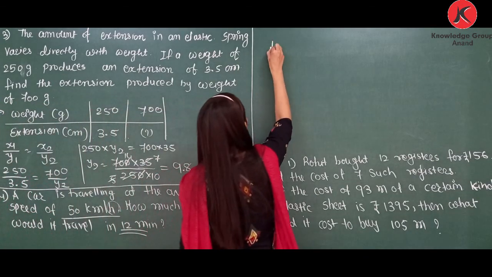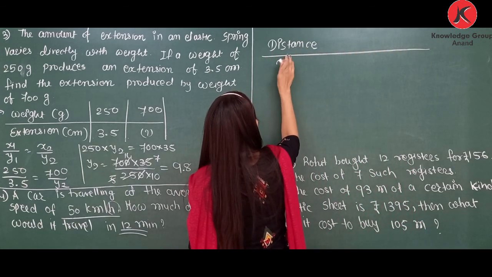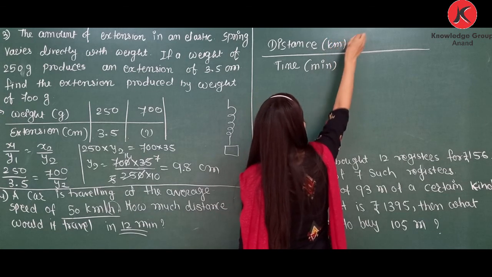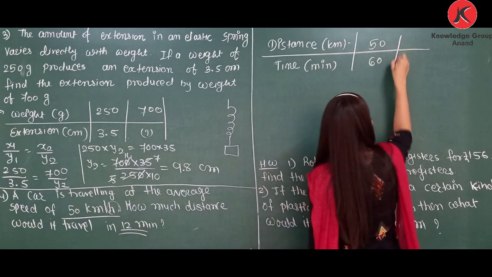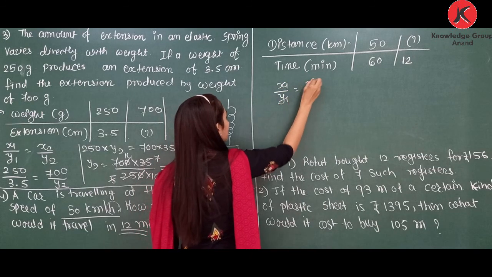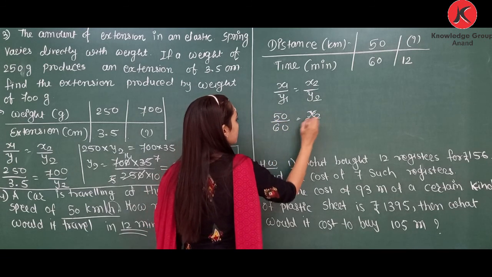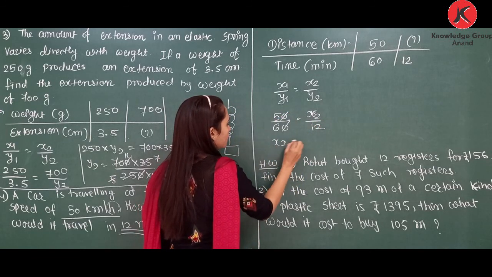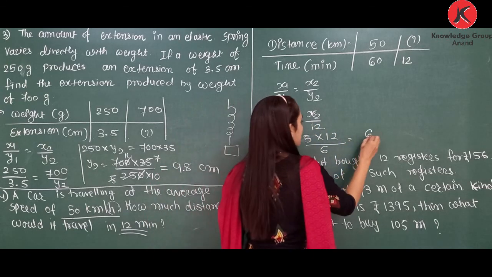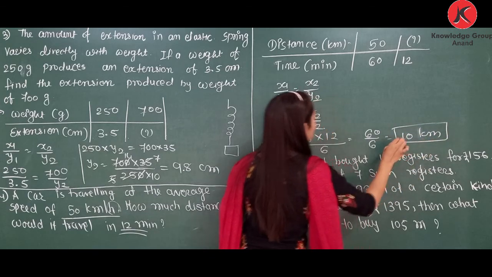So it is again in direct proportion. So we can write distance and time in minutes, and distance will be in kilometers. So 50 km covered in 60 minutes. So we need to find for 12 minutes what this is. x1 divided by y1 is equal to x2 divided by y2. So 50 divided by 60 is equal to x2 divided by 12. x2 we need to find, so 12 will be in a multiplication. 60 divided by 6 is 10 kilometers. So in 12 minutes, 10 kilometers distance will be covered.